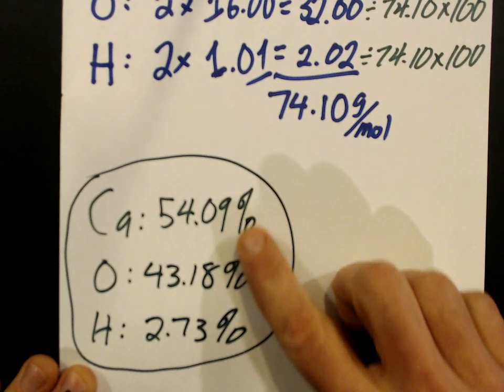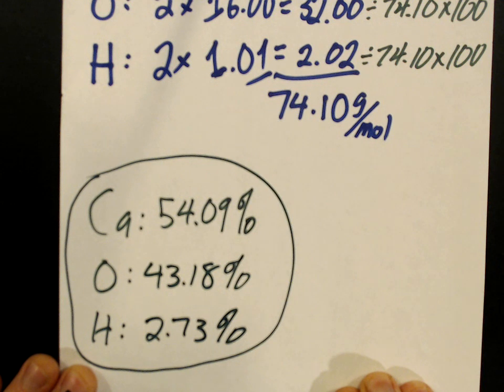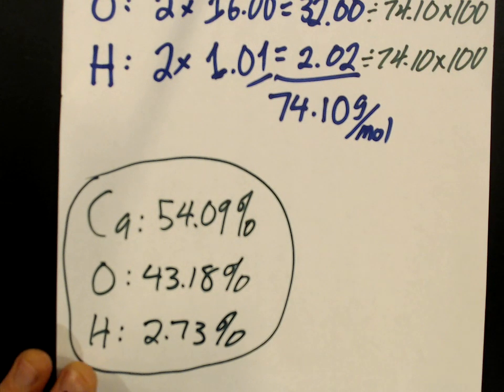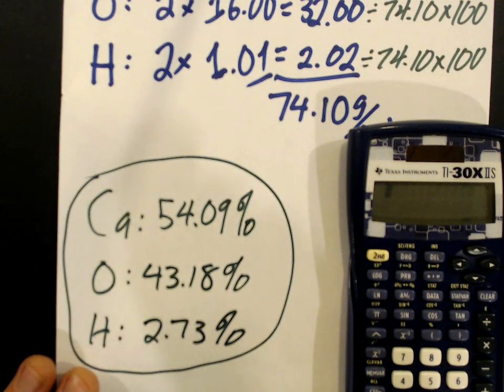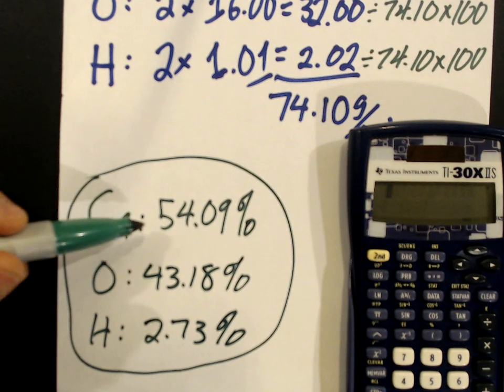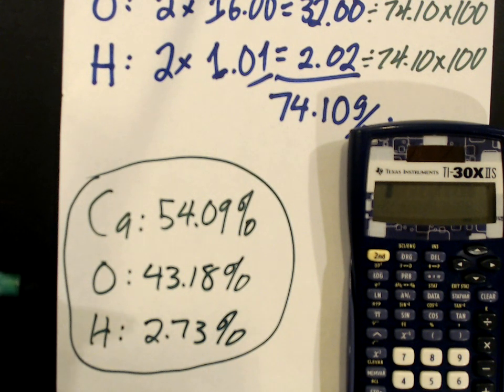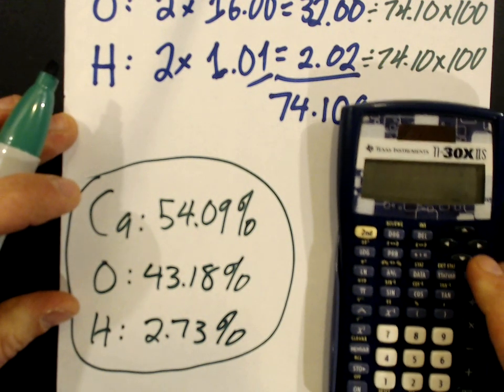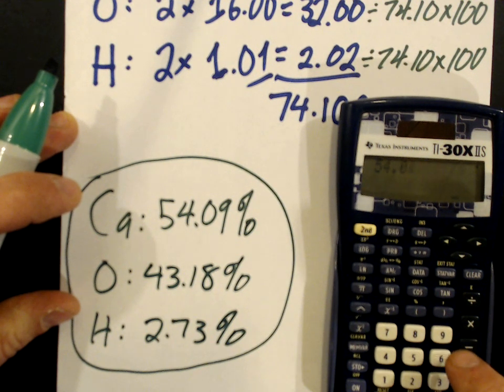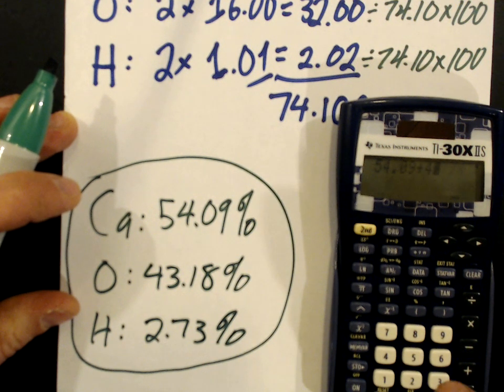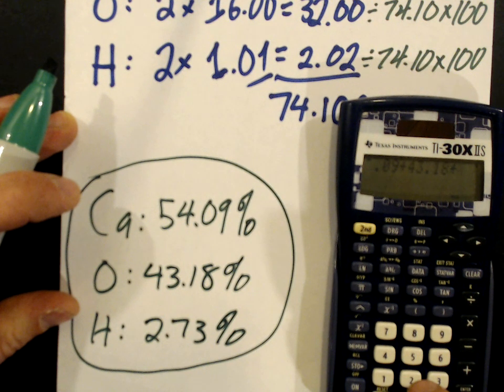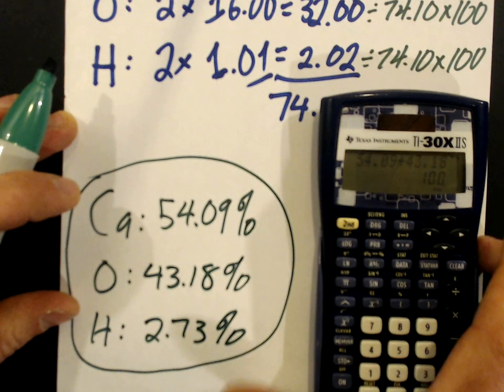Number 1, yes, the percentages should all add up to 100 because that's how percents work. Sometimes, though, because we're rounding some numbers from the periodic table, if you add these up and you get something like 99.98 or 99.99 or even 100.01, you probably still did the question correctly. Let's see how these add up today. 54.09 plus 43.18 plus 2.73 equals, wow, exactly 100. That worked out rather nicely.